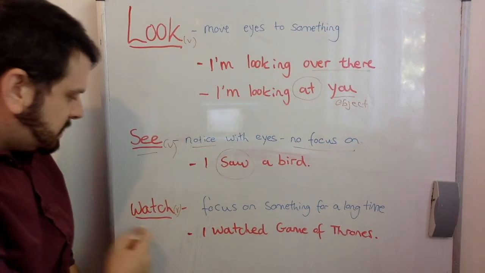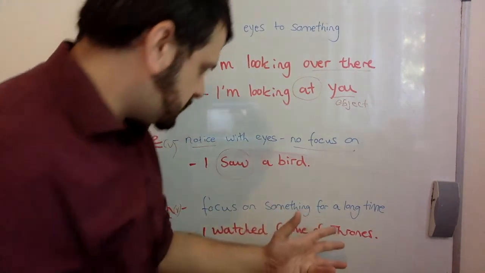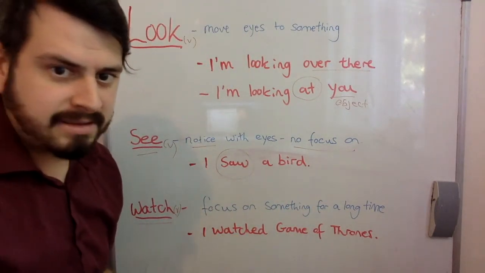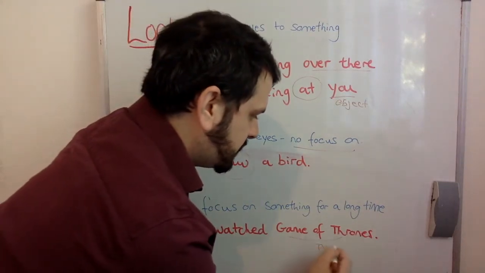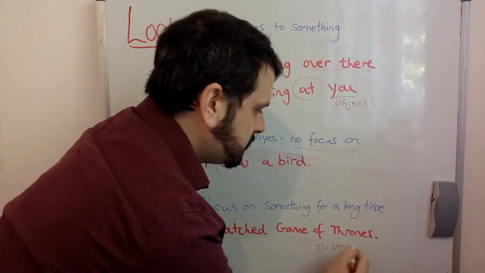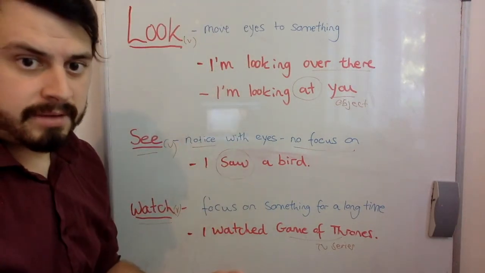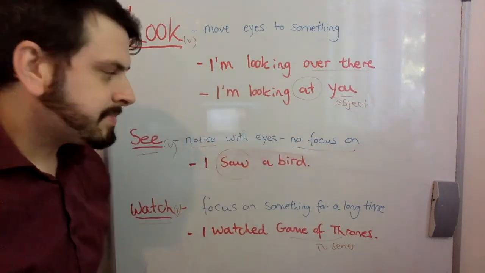Now let's look at the last one, watch. Now watch is when we focus on something for a long time. That is how I would define that. So I watched Game of Thrones, and Game of Thrones is a TV series, a TV show. So we sit down and we watch the television, okay? Because the television is something we look at for a long time.